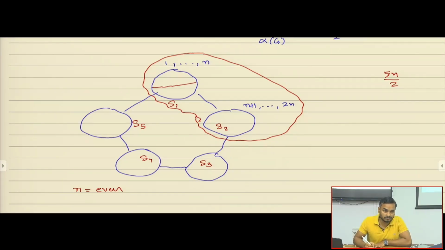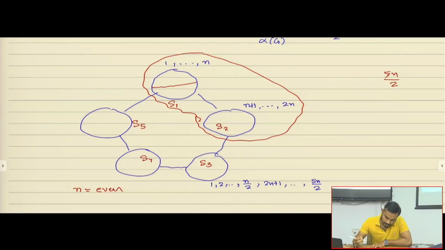Okay, we can use, right? Means you can say 1, 2, up to n by 2. And after n by 2 we are using some additional colors. You can say 2n plus 1 up to how much? 5n by 2, right? We can do this.